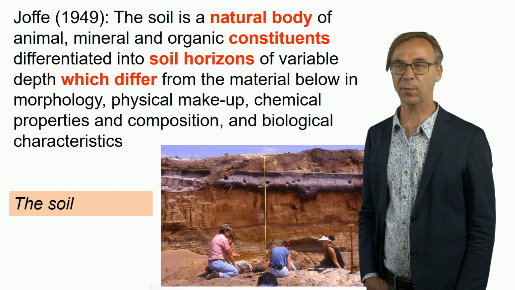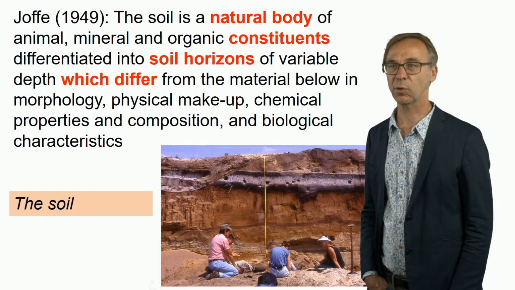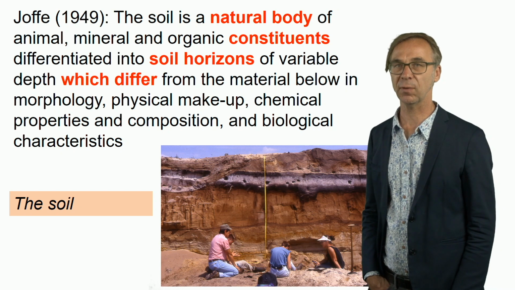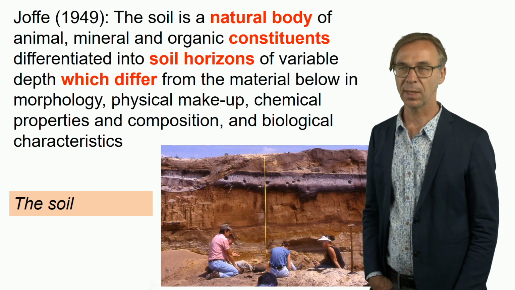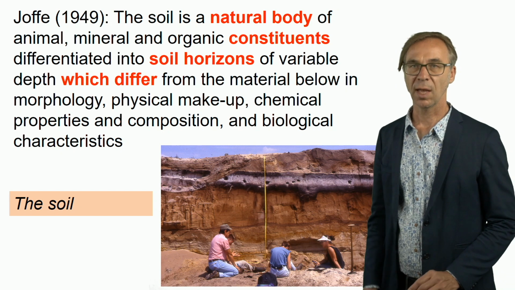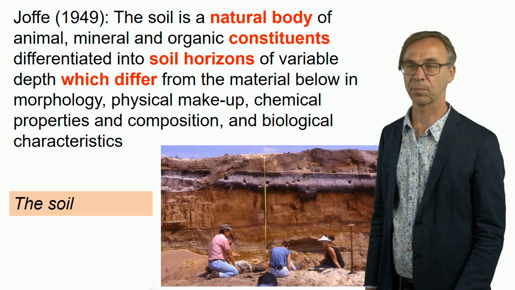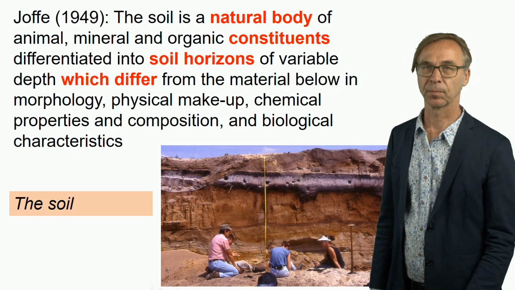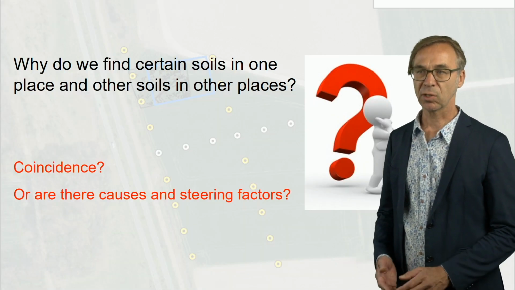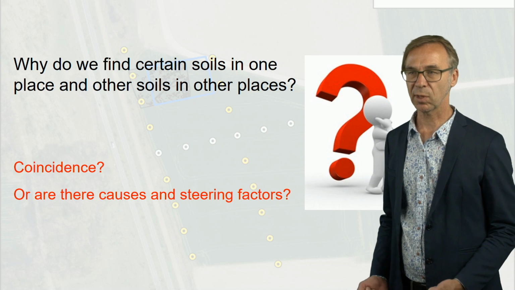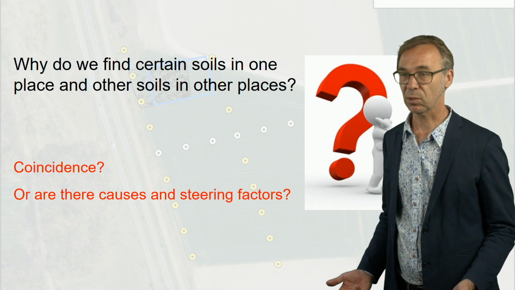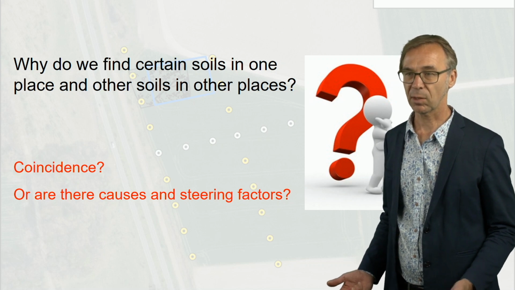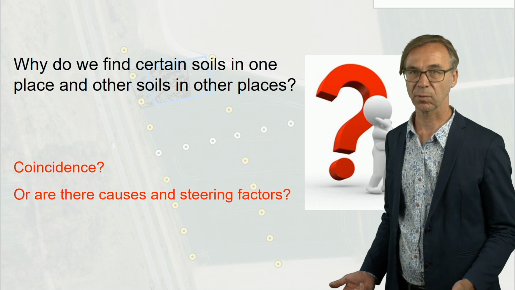The first definition is by Joffe, 1994. The soil is a natural body of animal, mineral and organic constituents differentiated into soil horizons of variable depth, which differ from the material below in morphology, physical makeup, chemical properties and composition and biological characteristics. And the big question is, of course, why do we find certain soils in one place and other soils in other places? Is it a coincidence? Or are there perhaps other causes and steering factors?